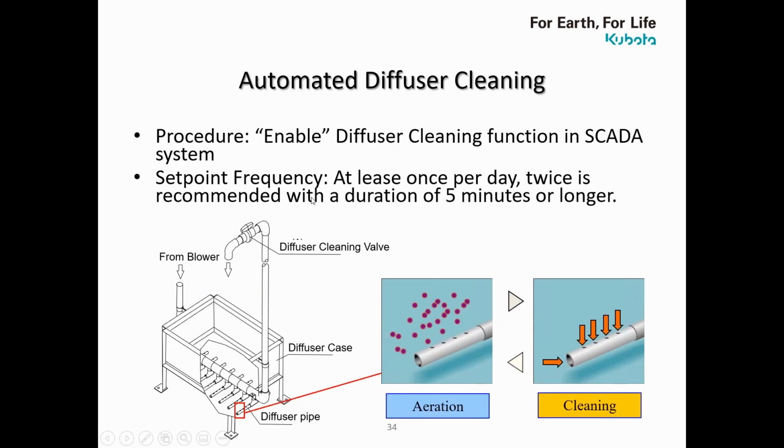If you have an automated diffuser cleaning system, just on the SCADA screen, enable the diffuser cleaning function in the system, and you just have a set point at least once per day. At a certain time, you keep this on for 5 minutes, and it will be automatic. And if you have the automatic setting, it would automatically close that permeate line. So please don't worry about shutting off the permeate line when you do this. It will be automatic.